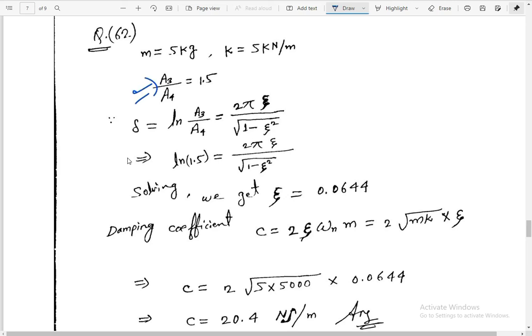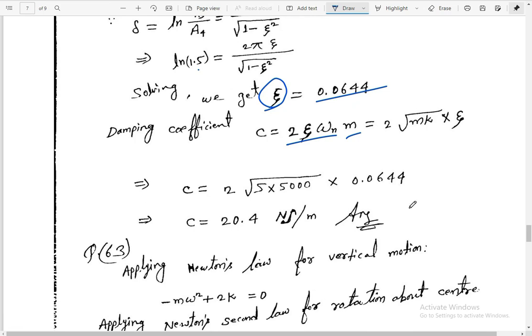Delta is equal to ln of A3 by A4. This is the formula, and this is called xi: 2 pi xi divided by under root 1 minus xi square. A3 by A4 is 1.5, so 2 pi xi over under root 1 minus xi square. Finally we'll get the xi value. Now the damping coefficient formula is 2 xi omega n into m, the mass, or either we can write this formula or this formula, it is the same, because we know that omega n equal to under root k by m.